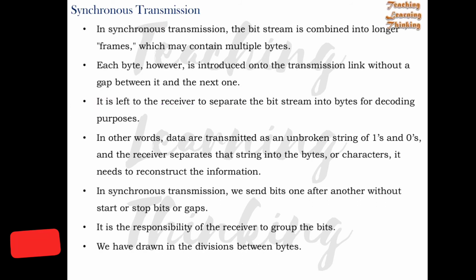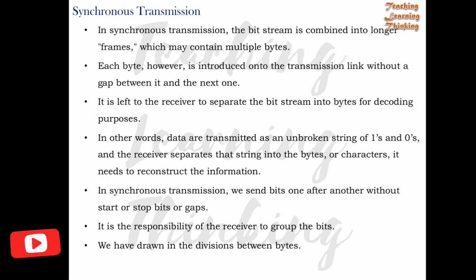Next one is synchronous transmission. In synchronous transmission, the bit stream is combined into longer frames, which may contain multiple bytes. So each byte is introduced onto the transmission link without a gap between it and the next one. So there is no gap between the frames. It is left to the receiver to separate the bit stream into bytes for decoding purposes.